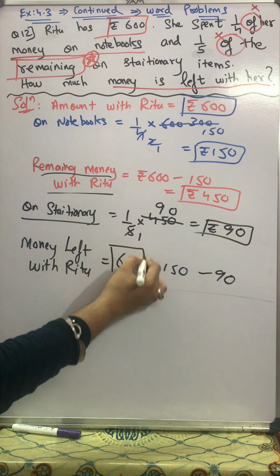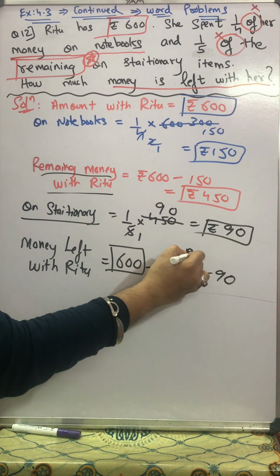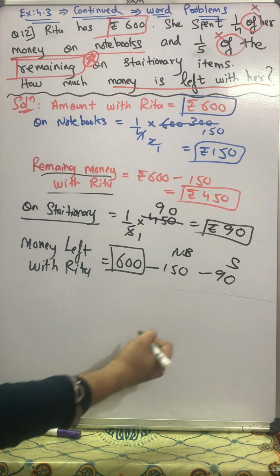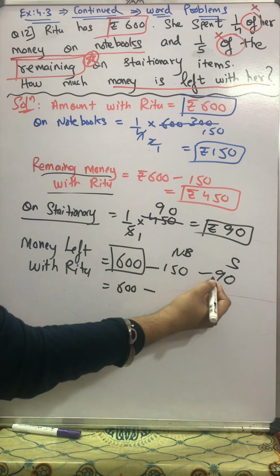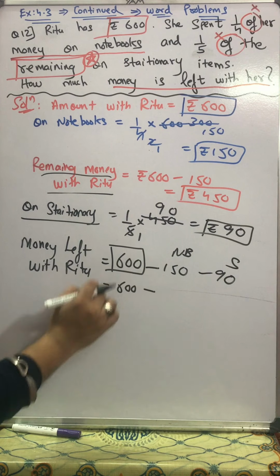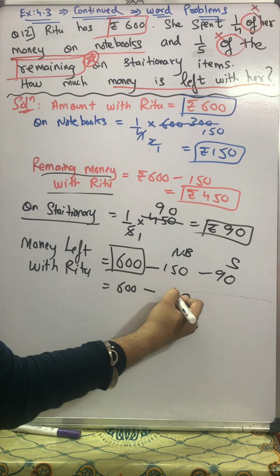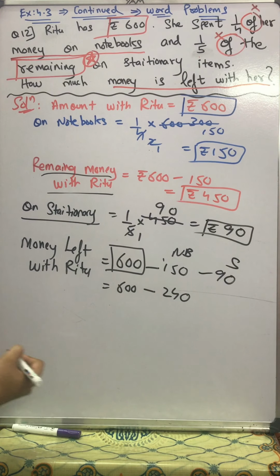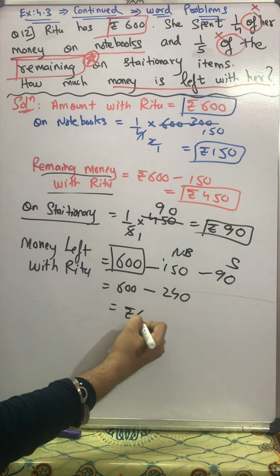Initially she had rupees 600. From 600 minus 150 for notebooks and minus 90 for stationery. So 600 minus, this becomes plus, sign of the bigger number, minus: 150 plus 90, minus 240. So 600 minus 240 is rupees 360.